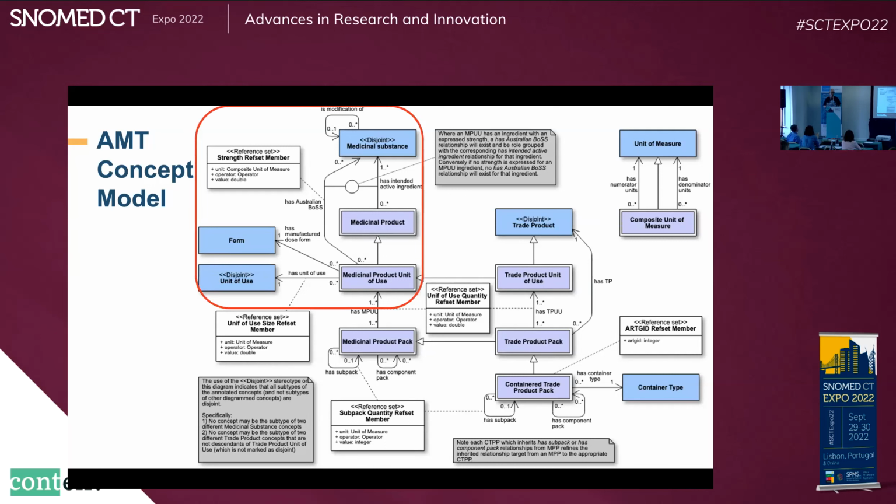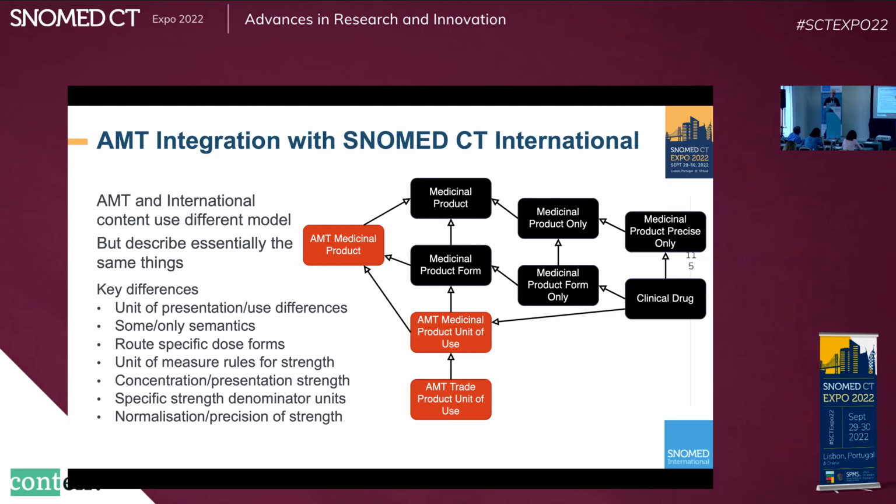The relevant piece for the international model, where the intersection is, is this section in the top corner. The rest of these pieces are content that isn't in the international content. Looking at how these two things integrate, the black boxes are a very simplified view of the international content and model, which Olivier talked about before. The red ones are where AMT bolts onto, or logically connects to, that model.